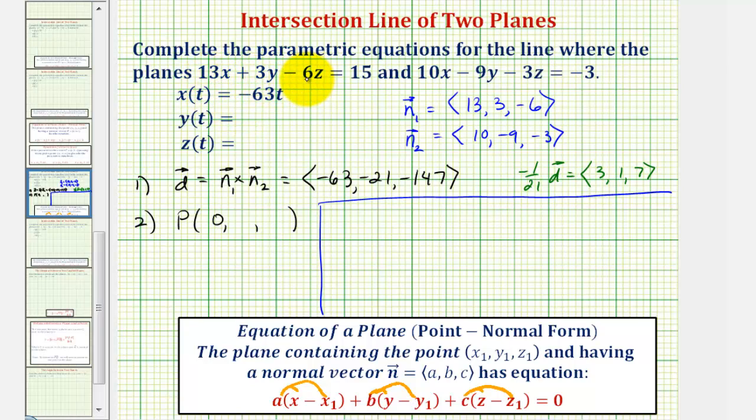So if x is going to be 0, this gives us a system of equations. We'd have 3y minus 6z equals 15. In the second equation, we'd have -9y minus 3z equals -3. Let's solve this using elimination. Let's eliminate the y terms by multiplying the first equation by 3 and leaving the second equation the same. So we would have 9y minus 18z equals 45. The second equation stays the same.